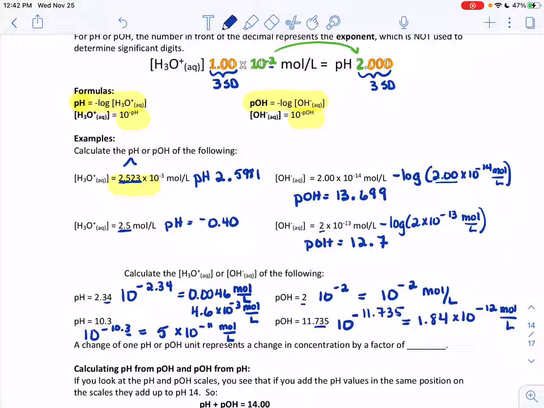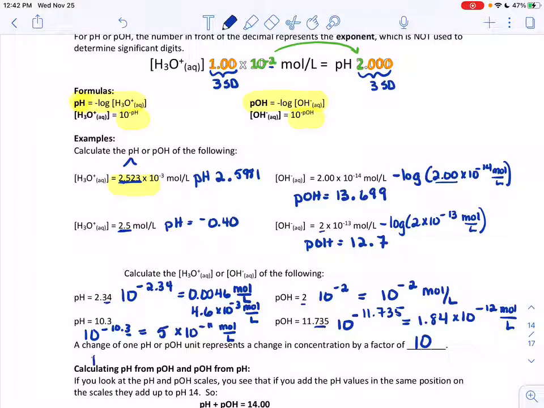So I hope that it made sense how to use the calculator to solve the pH and the pOH. Please remember that pH and pOH are just numerical representations of the exponents for these concentrations. Okay. Now, because the pH and pOH represent exponents, basically when we go up or down 1 pH unit, we're actually changing it by a factor of 10.